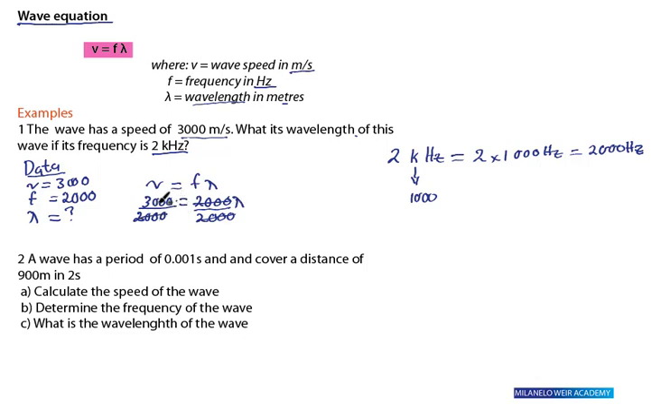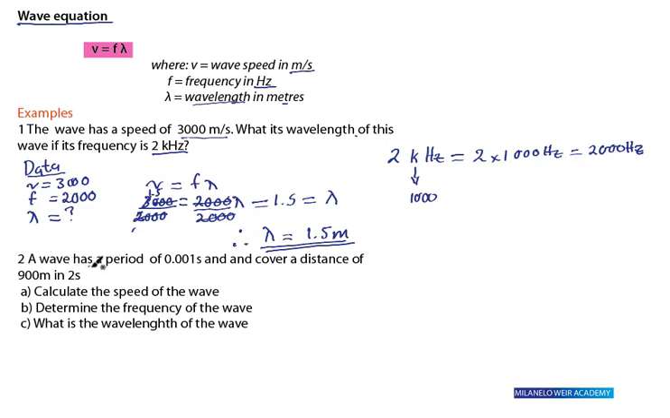Both zeros cancel. Then 3 divided by 2 will be equal to 1.5, which is equal to lambda, and this has to be in meters. Therefore the wavelength lambda is equal to 1.5 meters. So this is our answer.